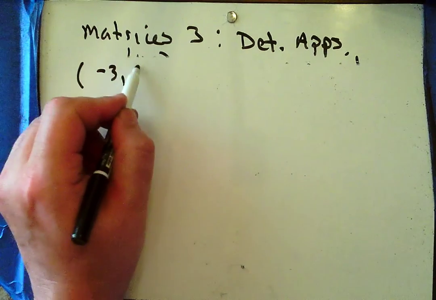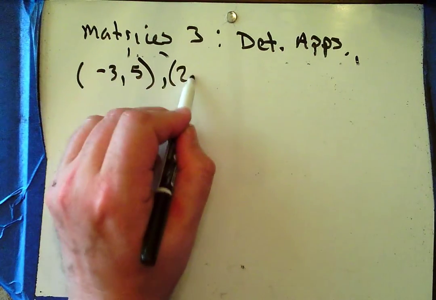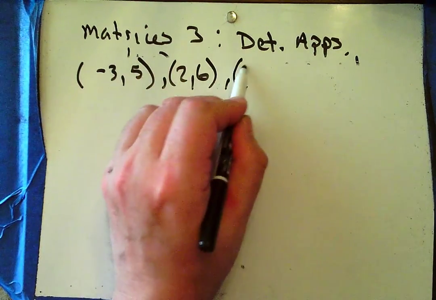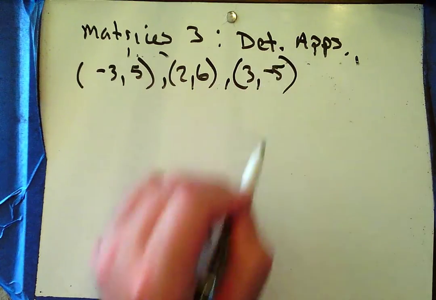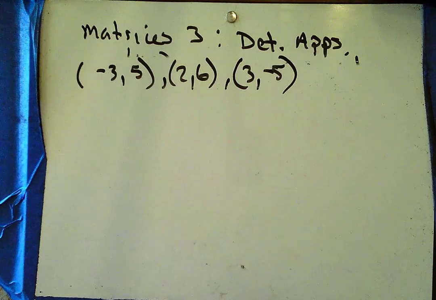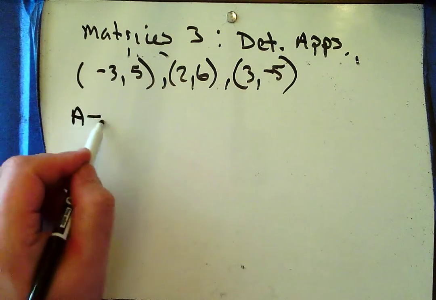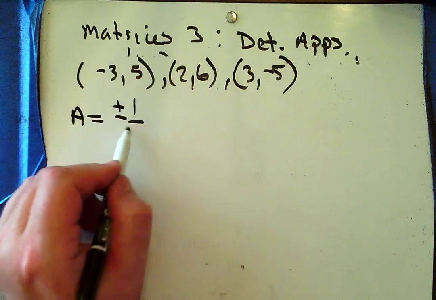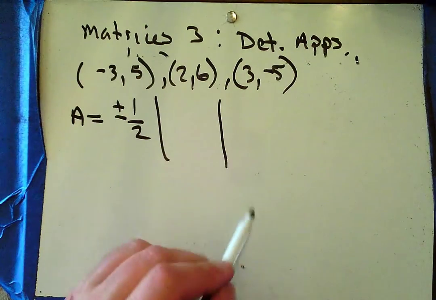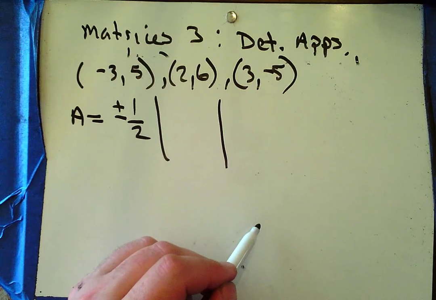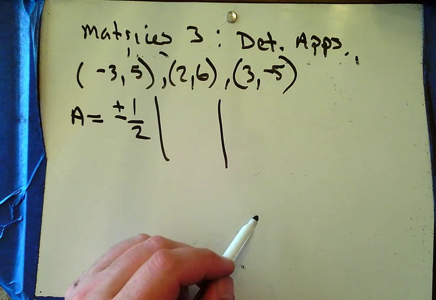Negative 3, or these are the vertices of a triangle: (2, 6) and (3, -5). Okay, so here you've got vertices of a triangle. Please find the area of that triangle. Remember, our formula is plus or minus, depending on whichever we need, a determinant. Okay, pause the video, find that area.